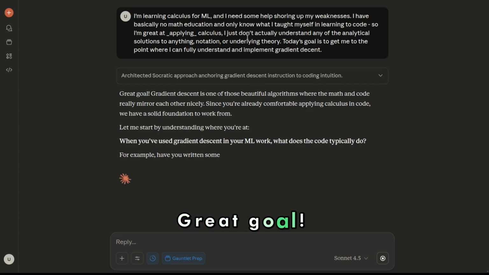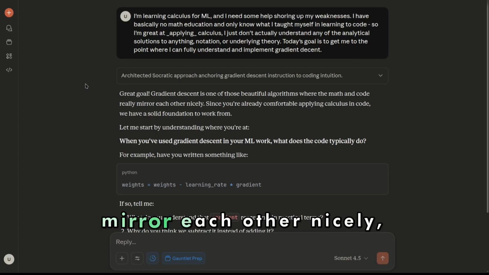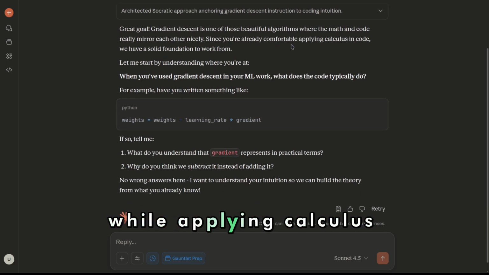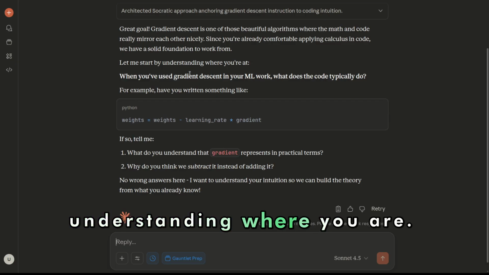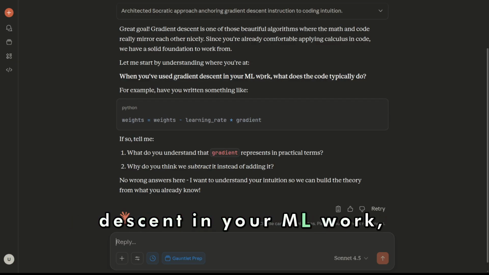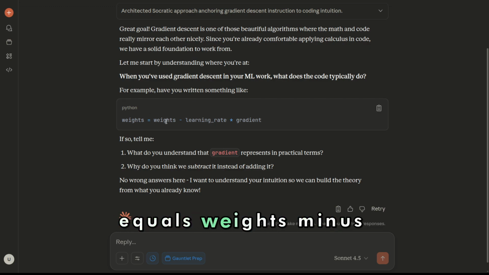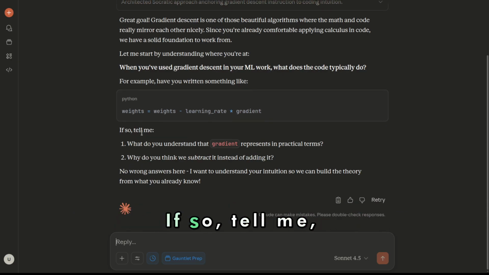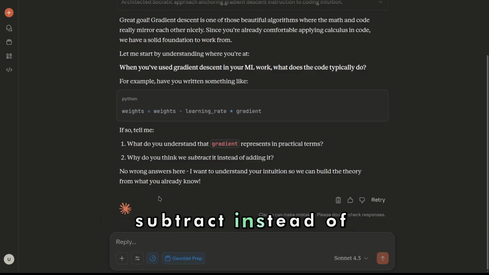Let's go. Great goal. Gradient descent is one of those beautiful algorithms where math and code mirror each other nicely, so you're already comfortable applying calculus and code. We have a solid foundation to work from. Let me start by understanding where you are. When you've used gradient descent in your ML work, what does the code typically do? For example, have you written something like weights equals weights minus learning rate times gradient? If so, tell me, what do you understand the gradient represents in practical terms? Why do you think we subtract instead of adding it?